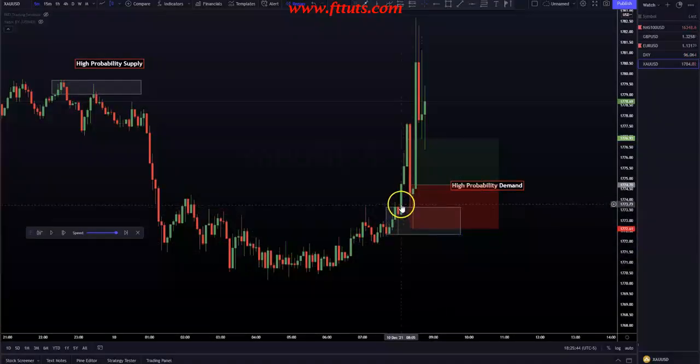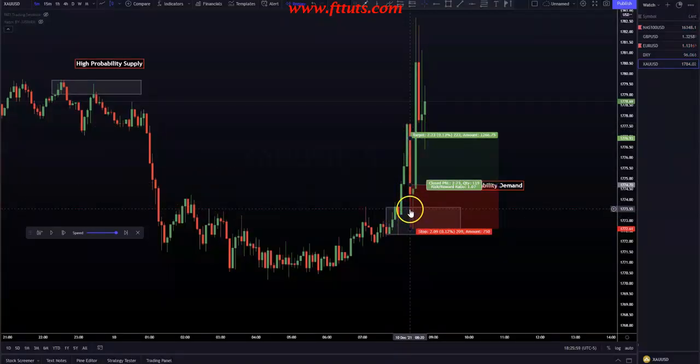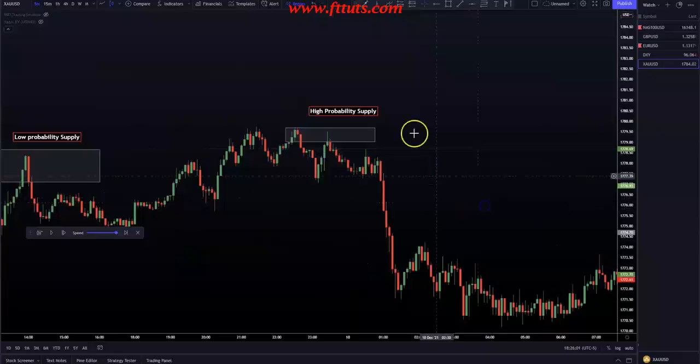Okay, there is no pullback. Look at this bullish engulfing. This little red candle, we got a strong bullish engulfing. Now if this candle came down, like I said, that will be considered low probability demand if this played out exactly how it played out. Okay, now let's go to the next setup.